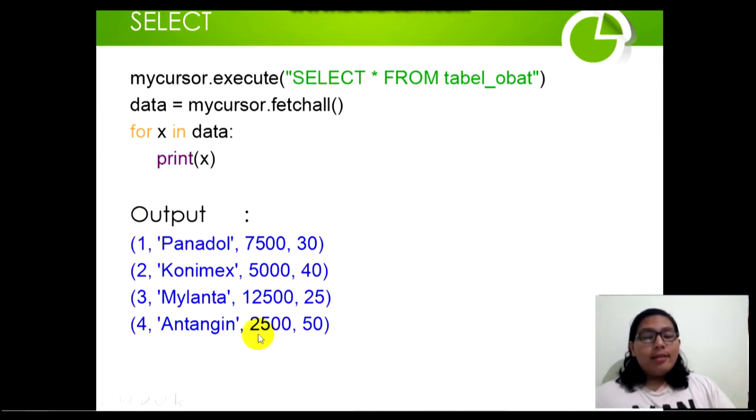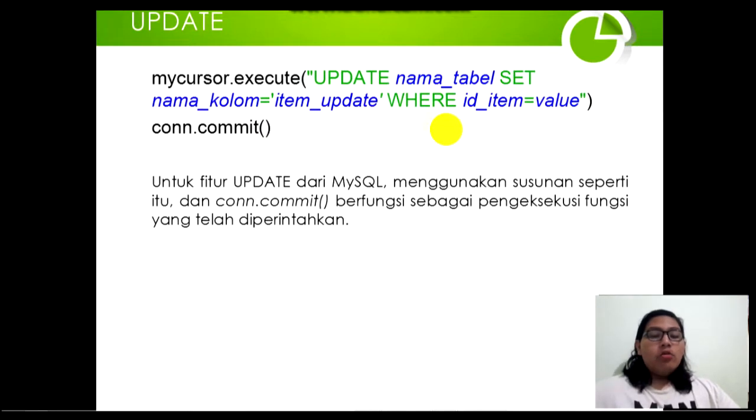And then next, update. If you want to update your data in your database, you just type the syntax myCursor.execute, update nama tabel, set nama underscore column equals item underscore update. That is the item that you want to update. And then where id underscore item equal value, that is where the item you want to update. And then don't forget to end it with con.commit.